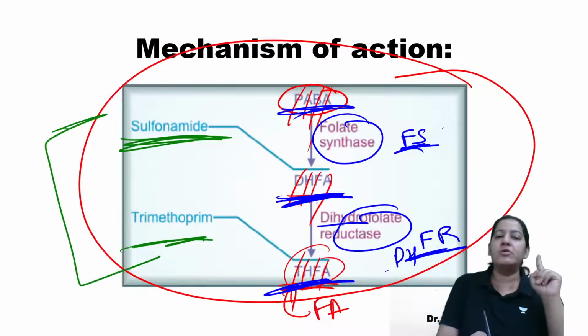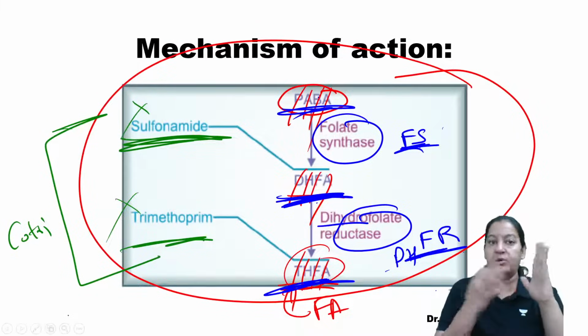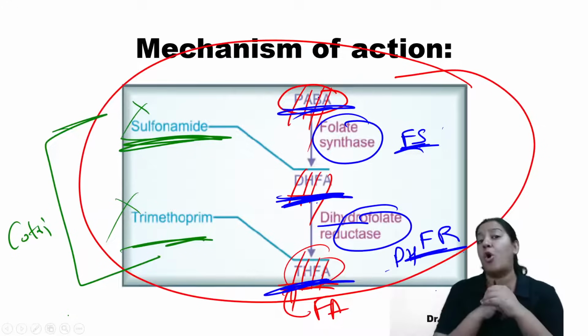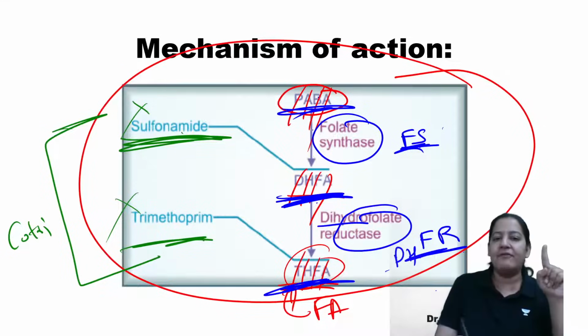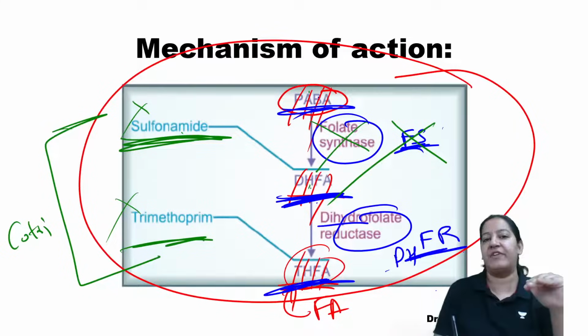I have told you both of them are used in combination. They are not used alone. Neither sulfonamide is used alone, nor trimethoprim. They are used in combination, and the combination is known as cotrimoxazole. Right? See, sulfonamide inhibits this enzyme. So sulfonamide inhibits the conversion of PABA to DHFA.